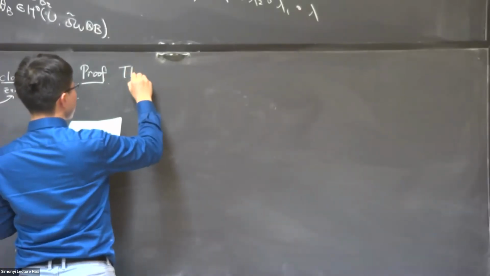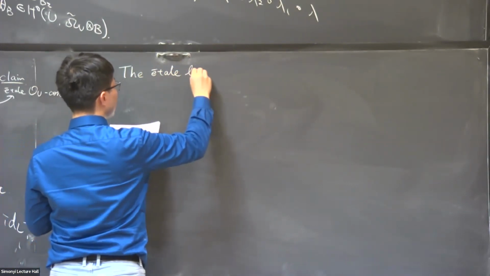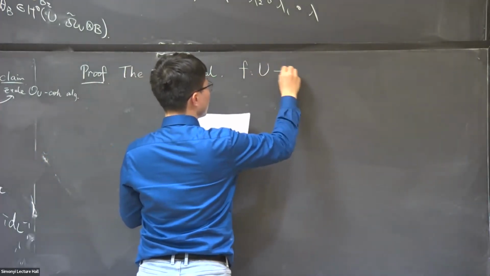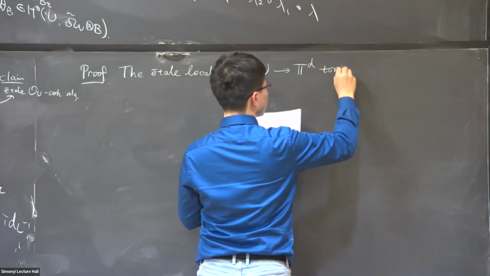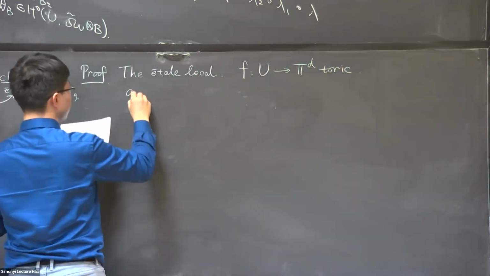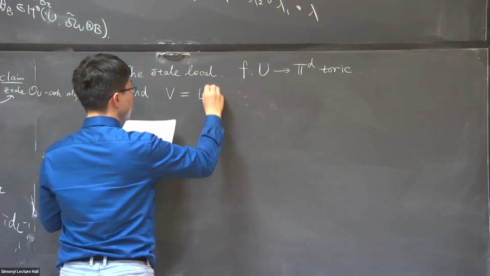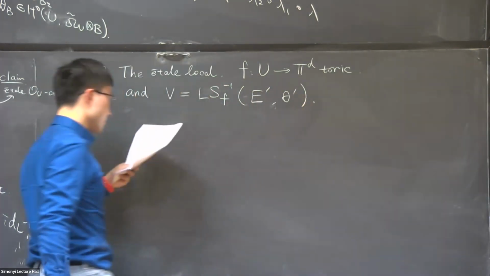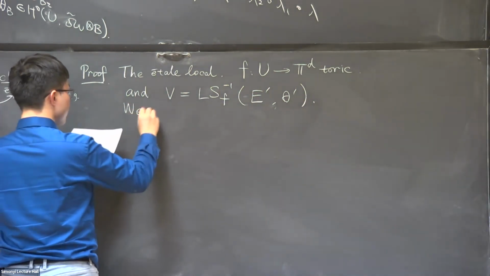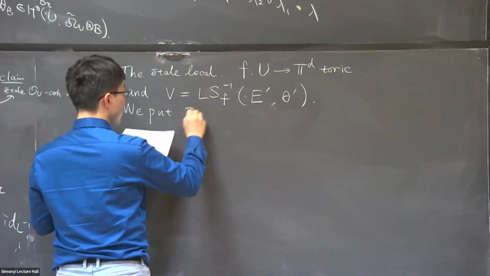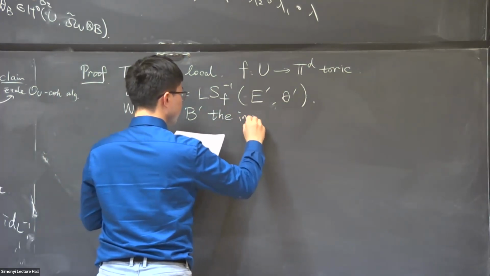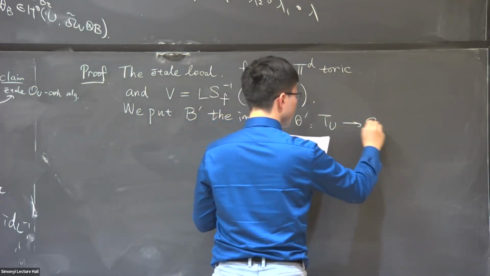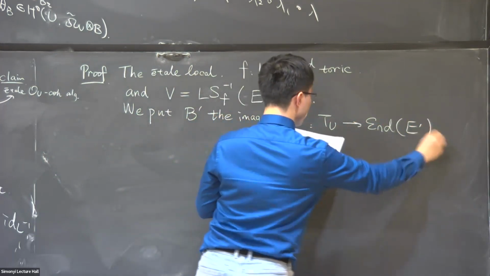So the problem is local on the data. So hence we may assume that there is a toric chart. And the V can be written as a local correspondence of some Higgs bundle, E prime, theta prime. And we put E prime, the image of theta prime T U to in the endomorphism of E prime.